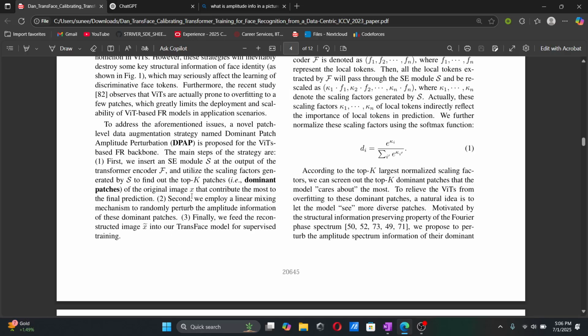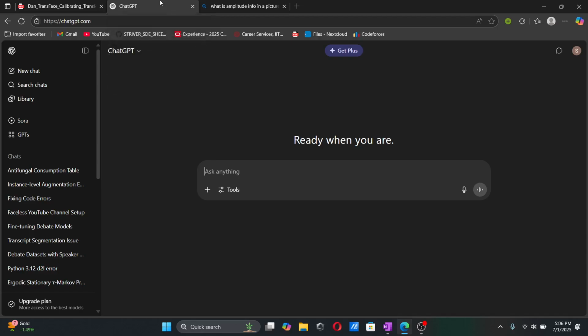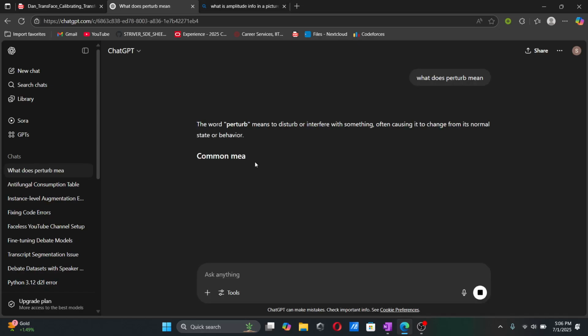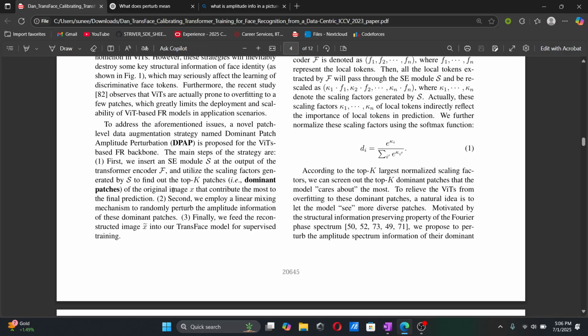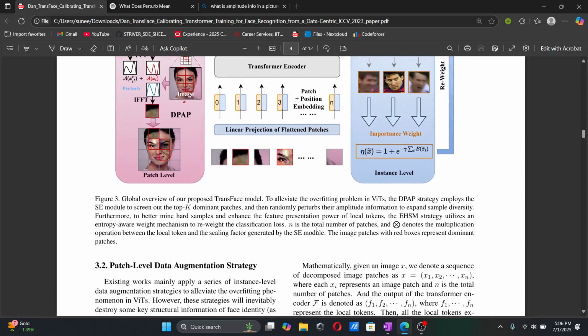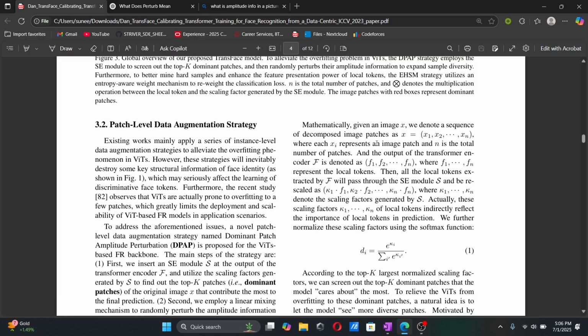Second, we employ a linear mixture. What's the meaning of that? Okay, sure. So we restore the amplitude information of an image for data augmentation. Finally, we feed the reconstructed image X bar into the TransFace model for supervised training. Okay, so let's see what that is.